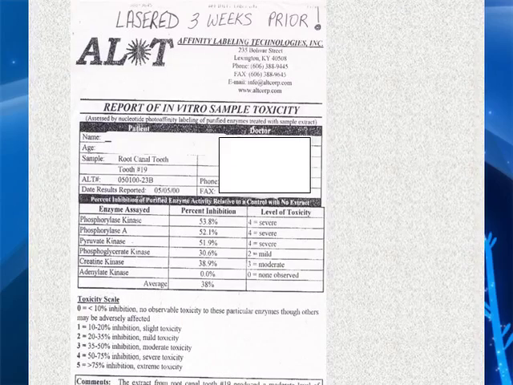Here we have a tooth that's been extracted 3 weeks after it was lasered. We sent it to Affinity Labeling Technologies to find out the level of toxicity for the tooth. The 5 enzymes that have to do with the inhibition of ATP are at 38%, which means that the ATP in the body is going to be reduced. Adenosine triphosphate is what your body uses when it creates fuel in the body. You take in food, take in sunshine, and you create ATP. This tooth would reduce the body's ability to create ATP.